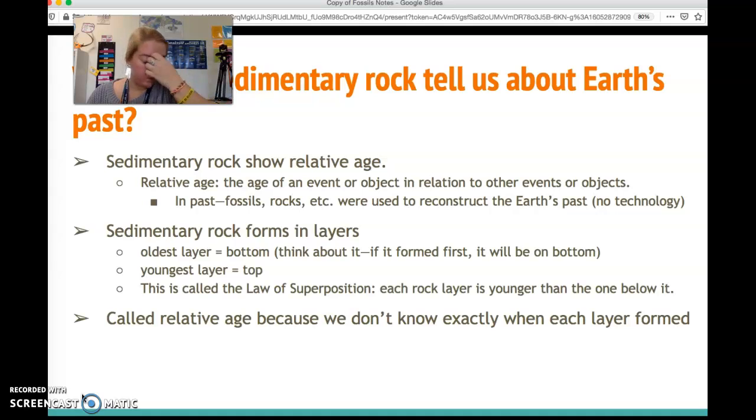Think about it. If a sedimentary rock is sediments compacted and cemented, so pushed together and cemented, then you would assume that as the sediments pile and pile and pile, you're going to get different layers. Meaning if the oldest is on the bottom, the youngest is on the top. We call this, again, the law of superposition, and we will talk about it another day, specifically on Thursday and Friday. But we call this relative age because we don't know exactly when each layer is formed, but we do know that the bottom one is older than the top one. So that's why it's relative.